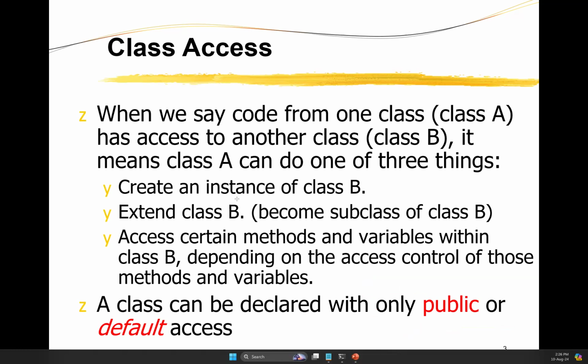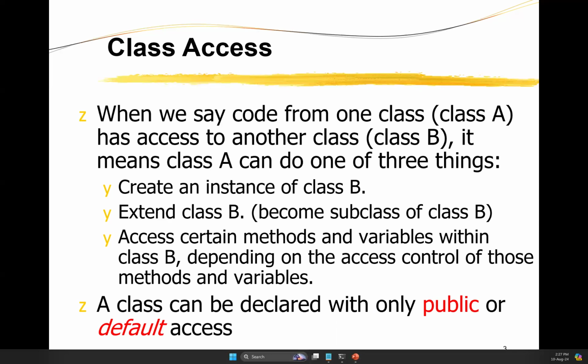Class A can become a subclass of class B. Class A should be able to access methods and variables of class B, based on the access control given in the class declaration. Therefore, class access means, for example in our case, if we say the test class has access to the account class, that means the test class should be able to create an object from the account class here, and the test class should be able to become a subclass of the account class.